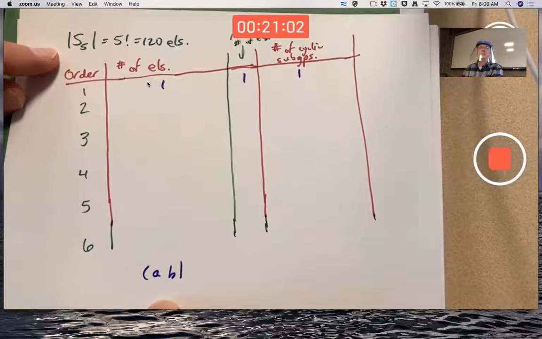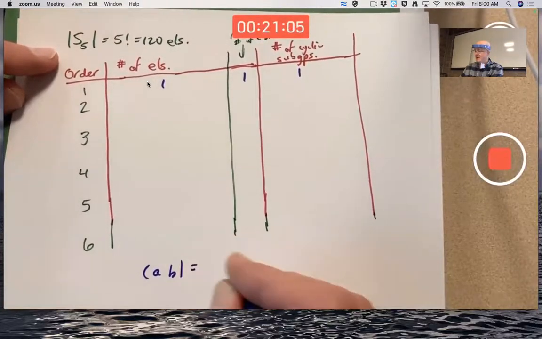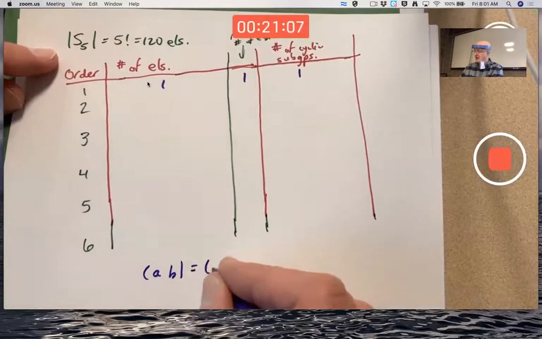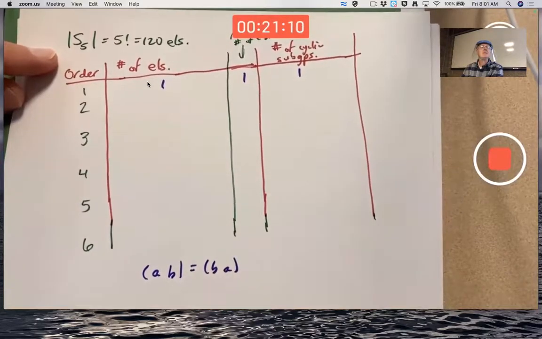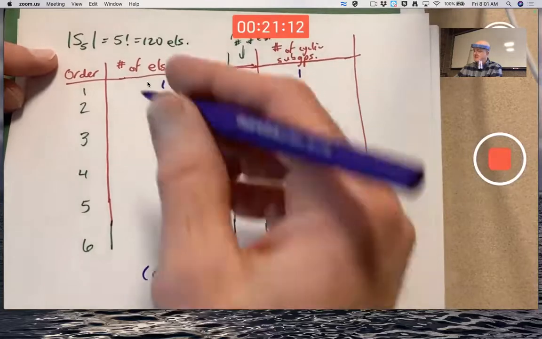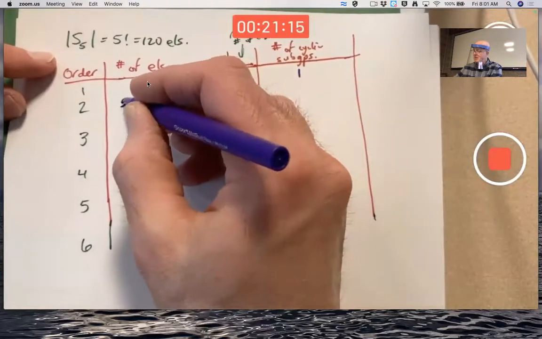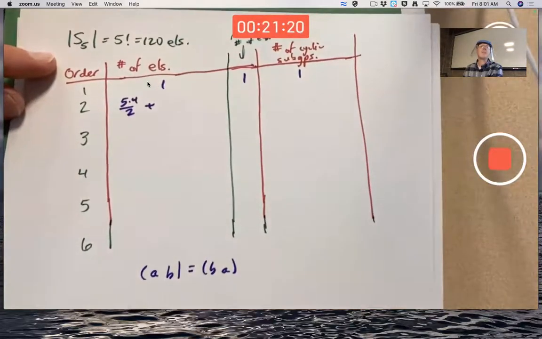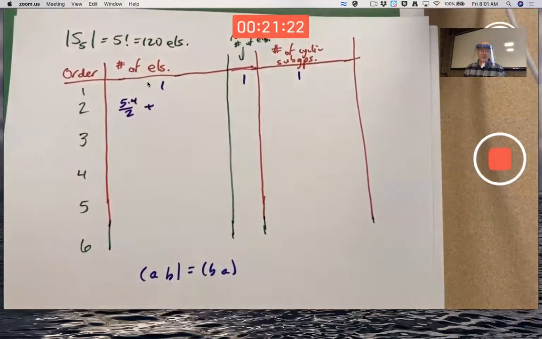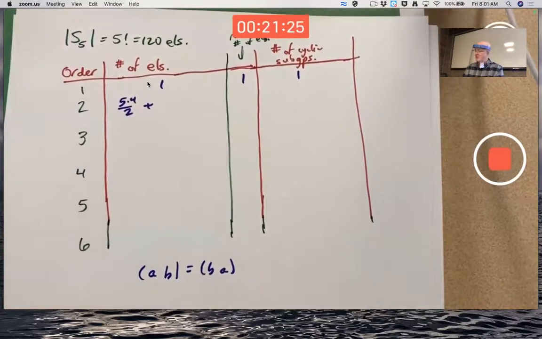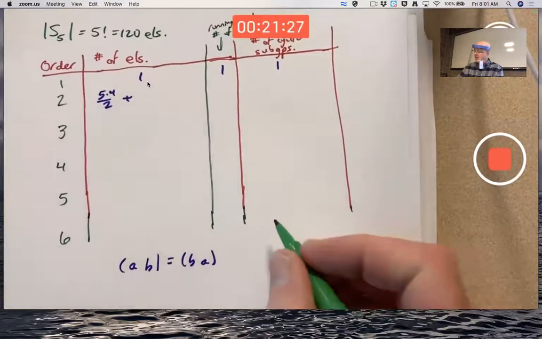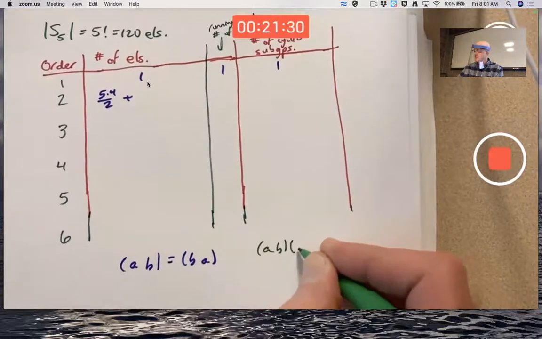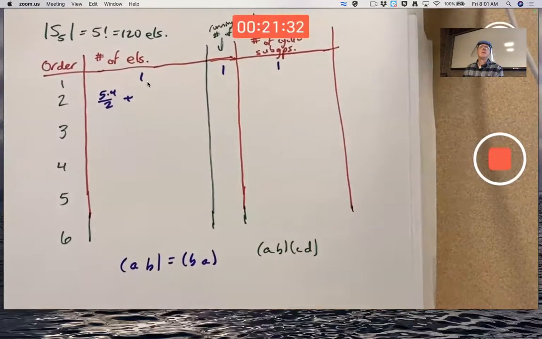It's 20 divided by 2. It's 10, because for each way you write it like this, it's equivalent to writing it like this. So that would be 5 times 4 divided by 2, 10. But it's even a little more tricky, because you've got to think about products of disjoint 2-cycles, where A, B, C, and D are all different numbers, 1 through 5.